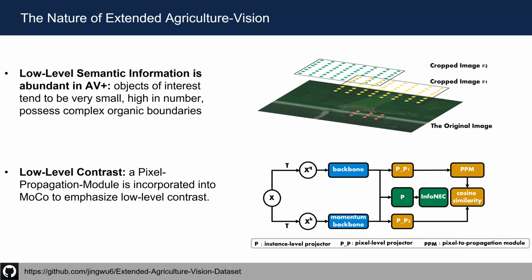To realize such an idea, we adapt the Pixel-to-Propagation Module, which was originally designed for SimCLR, into MoCo. The reason we use MoCo as a base framework is because we want to ensure the training is accessible and achievable for all researchers, and the computation is friendly enough. If we combine the instance-level contrastive learning and the low-level contrastive learning, we hope that such a framework will benefit the downstream tasks more.